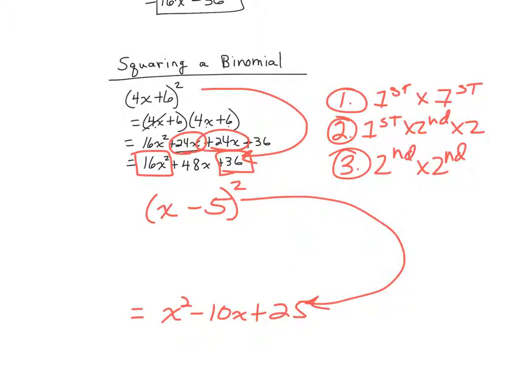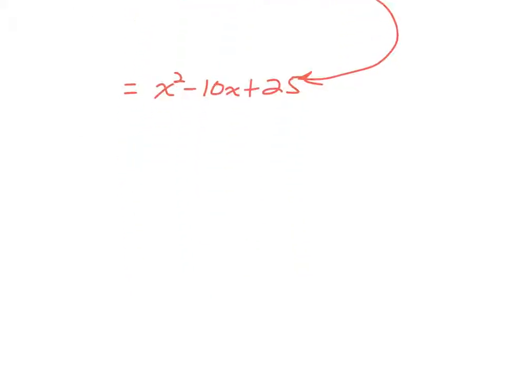Okay, so if I follow this shortcut here, first times first, x times x is x squared. That's good. First times second would be x times negative 5, which is negative 5x. Then take that times 2, negative 10x. Second times second is negative 5 times negative 5. That's 25. There it is. So let's try the shortcut on a problem or two.